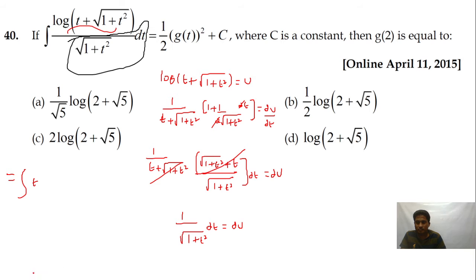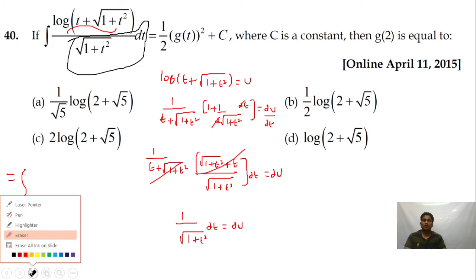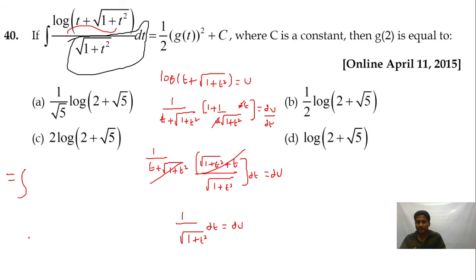So this will be equal to, if I take log of t plus root of 1 plus t square as u, right, then this becomes u, and whatever is left out, that is du. Integration of u is u square by 2. So this is u square by 2 plus c. 1 upon 2 I'll keep as it is. Substitute the value of u. U will be equal to log of t plus root of 1 plus t square, and this is whole square. Right, and then plus c.